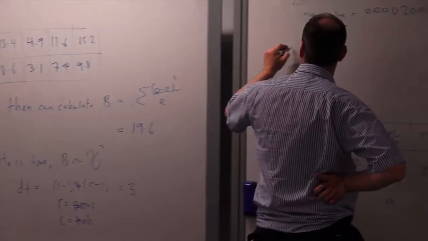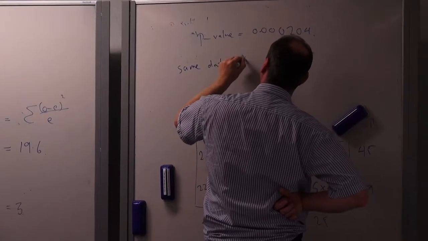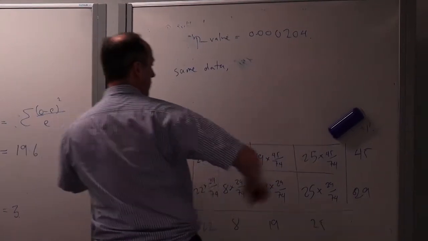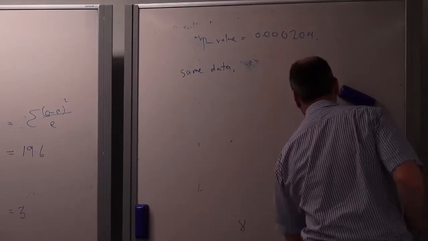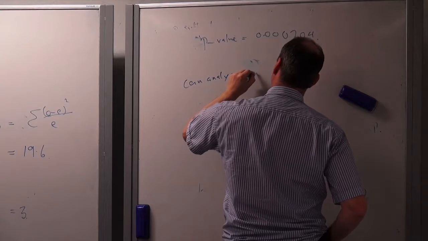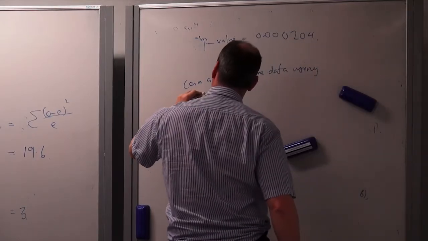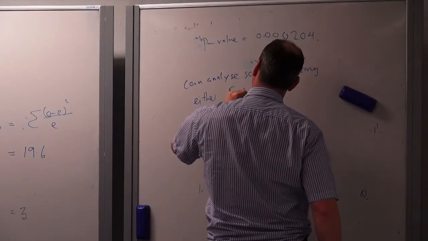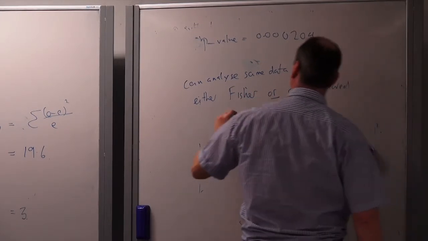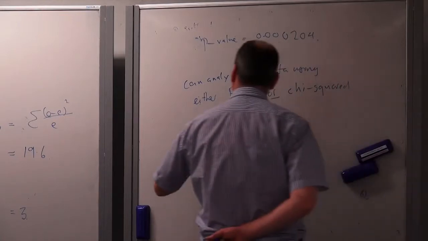What I want you to take home is that we've got the same data, 2 tests, same null. We can analyze the same data using either the Fisher or the chi-squared technique.